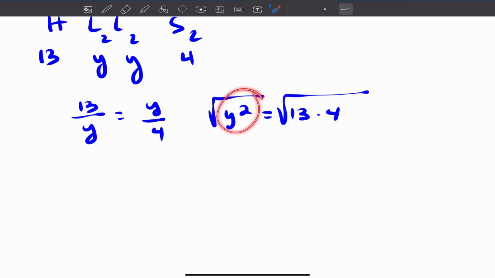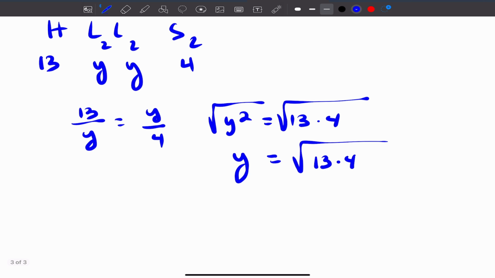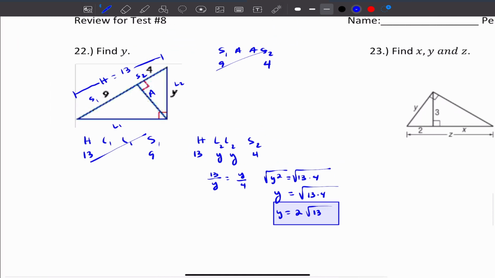The square root of y squared is just y, and that is equal to the square root of 13 times 4. So I have the square root of 13 and the square root of 4. 4 is a perfect square, so the square root of 4 is 2. So 2 is going to go outside of the square root, and what remains on the inside is 13. You can't break down 13 other than 1 and 13. So that's it. Y is equal to 2 root 13, and that's my answer. And that's my thought process on how to approach these types of problems.